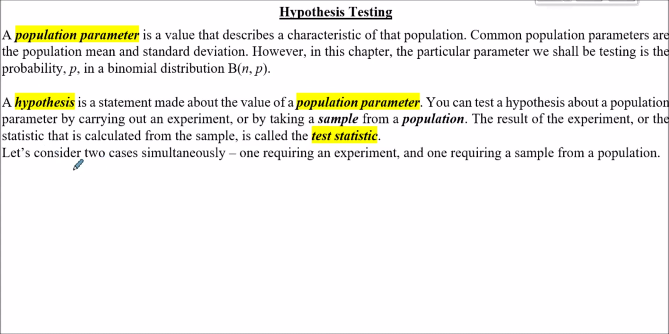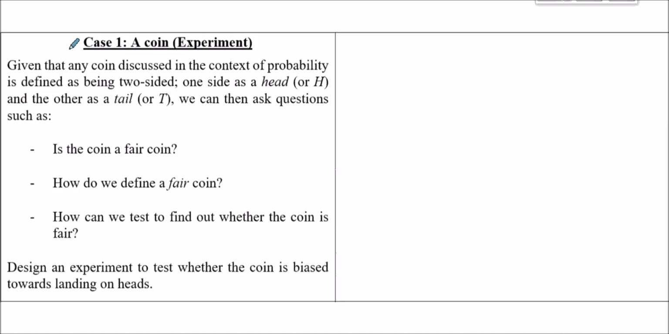So just taking those two different scenarios, flipping a coin and the sampling of constituents, let's take these two situations. So one requires an experiment and one requires a sample. Let's look at those. So the first case is flipping a coin. Given that any coin discussed in the context of probability is defined as being two-sided, either heads or tails, we can then think about questions like this. Is the coin fair or is it not? How would you define a fair coin? Well, surely if you're defining a fair coin, that'd be probability of heads equals probability of tails, which is 0.5.